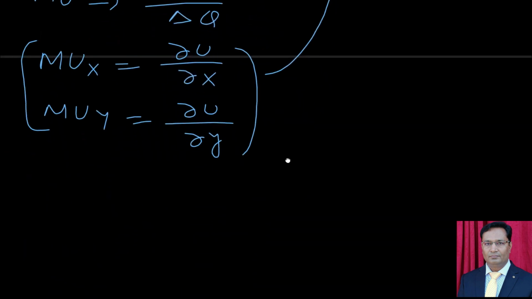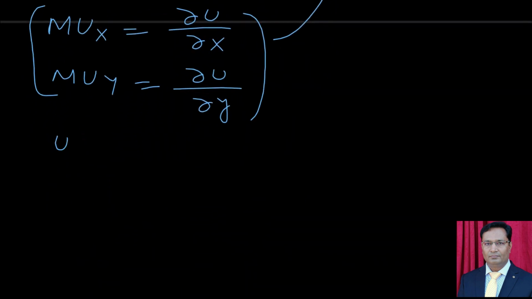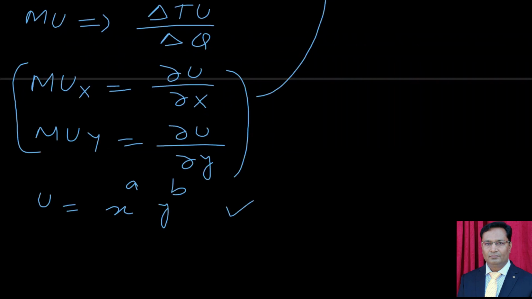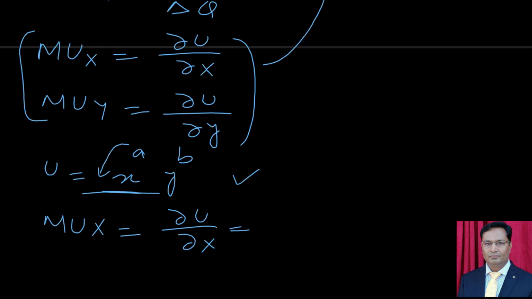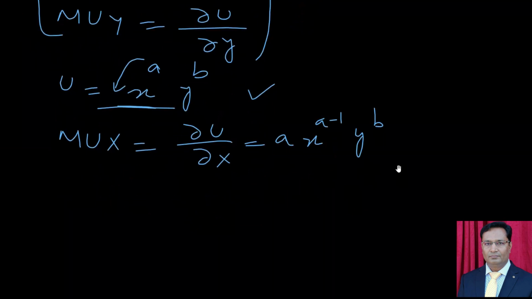Okay, to find marginal utility of x, I'm writing the utility function again here. Utility is equal to x power a y power b. And from this, I can find marginal utility of x. Marginal utility of x is equal to the partial derivative of utility with respect to x. As a basic principle, if I take the derivative of this equation with respect to x, I will have to bring the power down. So a into x power a minus 1. As a basic principle, we deduct 1 from the power. So y power b, we will not change the y variable, it will remain the same.